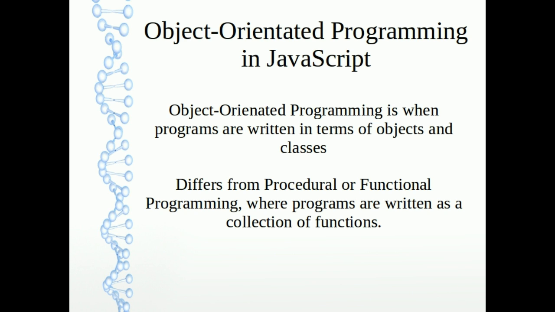Hi everyone, and welcome to the first in our series on Object-Oriented Programming in JavaScript. Object-Oriented Programming is when programs are written in terms of objects and classes, and this differs from functional or procedural programming, where programs are written as a collection of functions, sometimes termed modules.